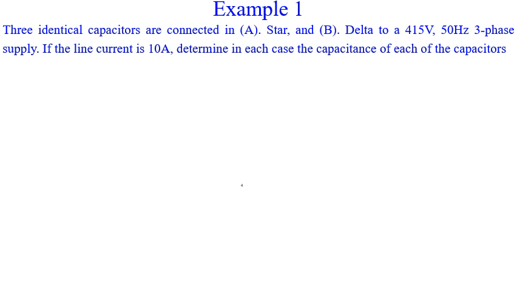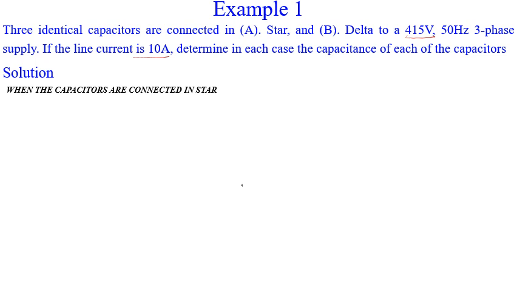Problem one says three identical capacitors are connected in A star and B delta to a 415 volts, 50 hertz three-phase supply. If the line current is 10 amps, determine in each case the capacitance of each of the capacitors. So they said first we should calculate for star, and when we finish, we should calculate for delta. So let us go. I will start with the solution for the star arrangement.